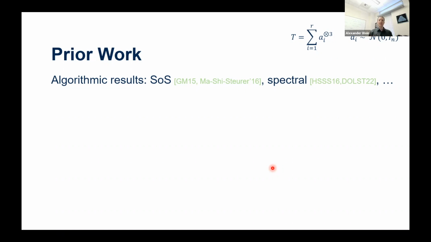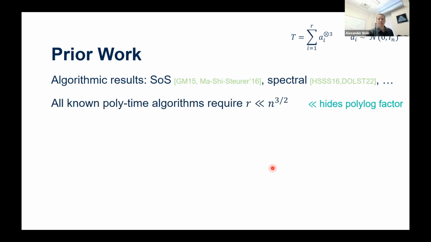Okay, so what's known about this problem already? There's actually a ton of algorithmic results for this, and here are a couple of the state-of-the-art ones. Some of them use SOS, which stands for sum of squares, the sum of squares hierarchy of semi-definite programming. A bunch of algorithms use this, and also some faster spectral methods, meaning you take your tensor, build some kind of matrix out of it, and then look at its eigenvalues or eigenvectors. But the best known polynomial time algorithms work when the rank is as high as this threshold n to the 3/2. This was first achieved by Ma, Shi, and Steurer.